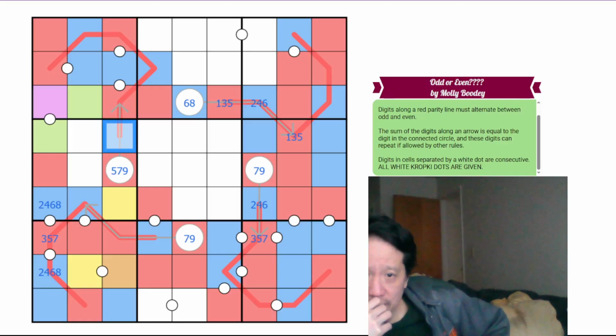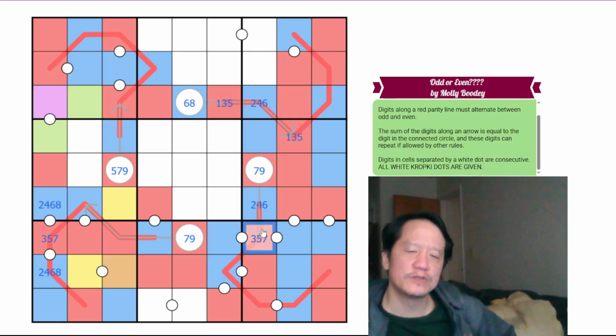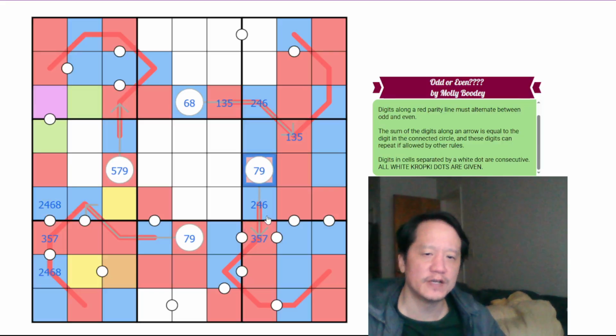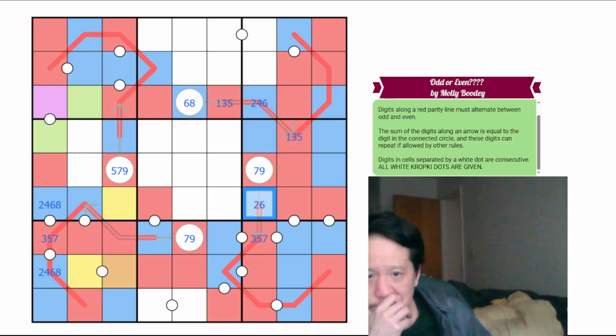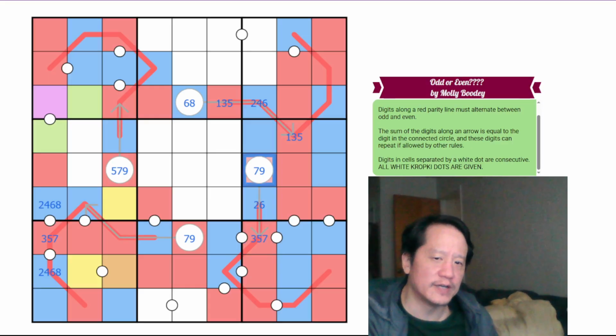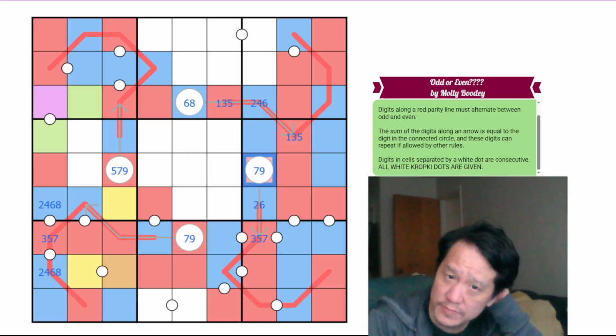Do we have anything else? Okay, it could be 6 and 3. This can't be 4. If this were 4, it could add up with 3 to 7 or 5 to 9, but then they would be consecutive. So it can't be 4. 6 and 3 adds up to 9. 2 and 5 add up to 7. 2 and 7 adds up to 9.